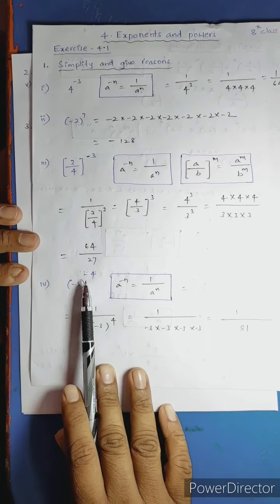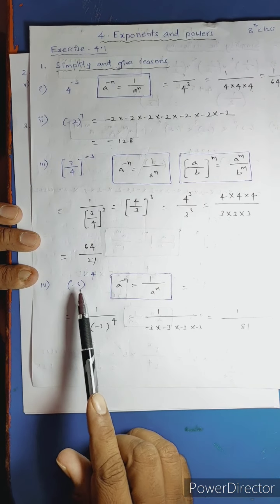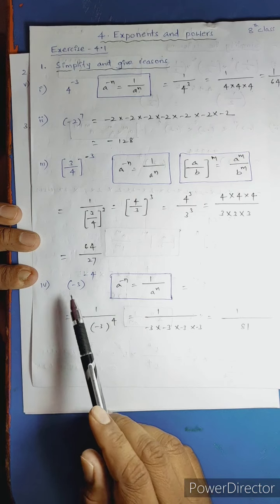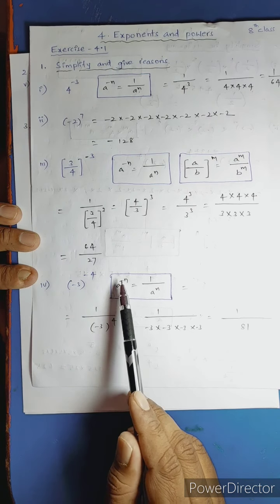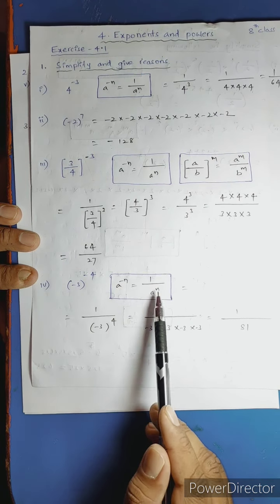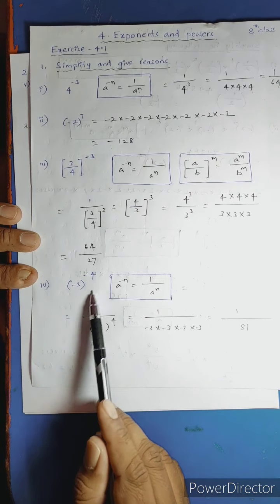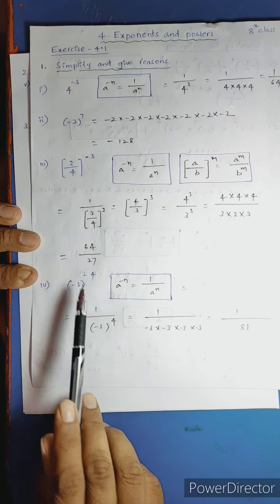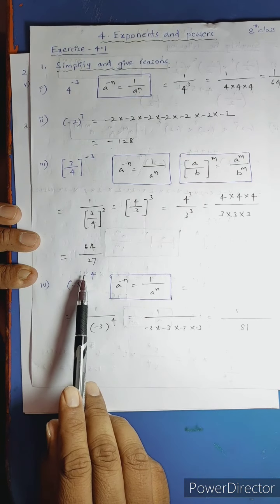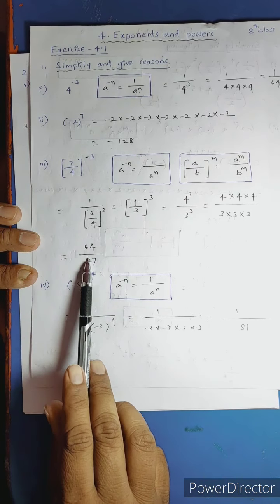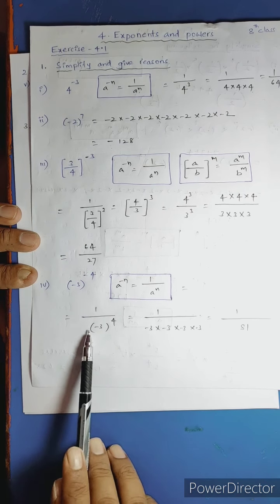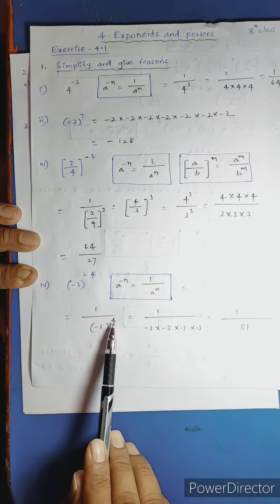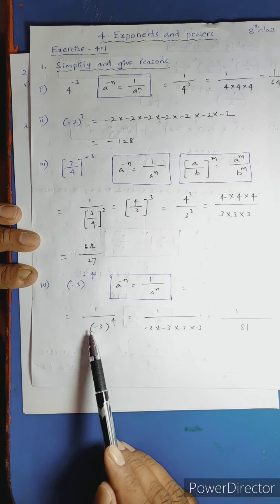Now fourth problem, minus 3 whole power of minus 4. Write this in the form of a power of minus n is equal to 1 by a power of n. So, 1 by the same number, remove this minus sign from the exponent and write 1 as numerator. 1 by minus 3 whole power of 4.